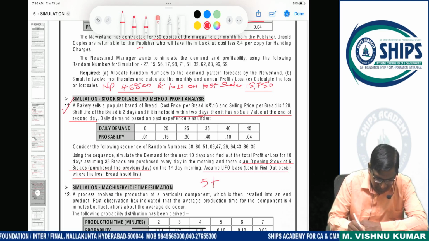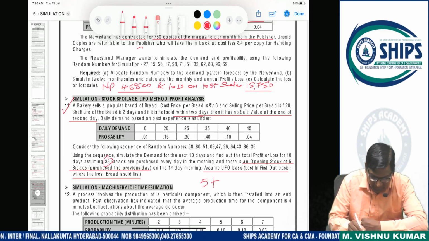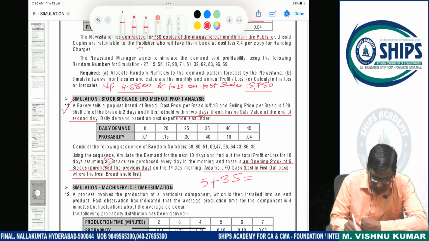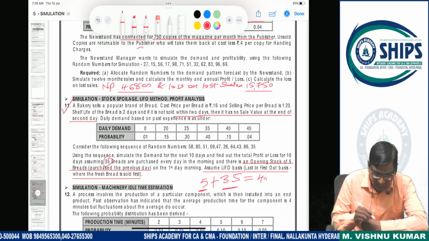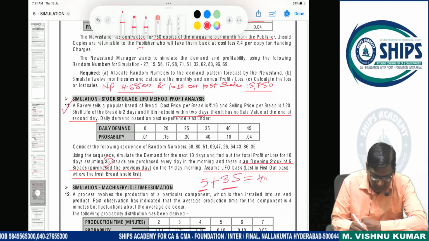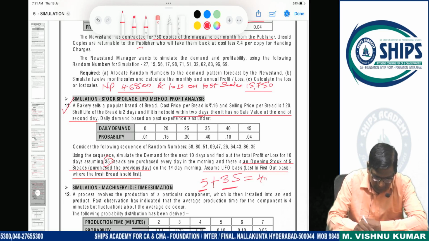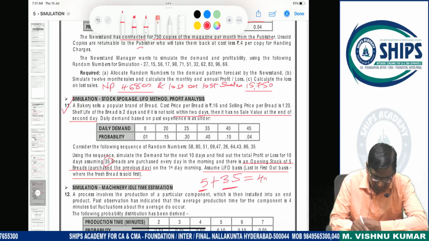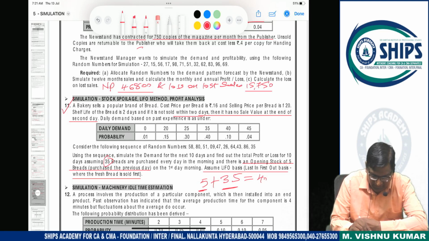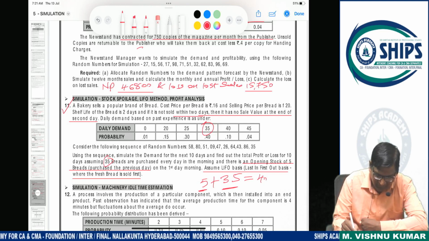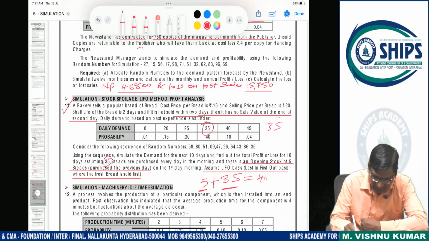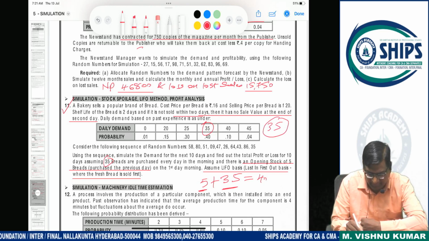And how much daily they are purchasing? 35, correct? So total on first day we have 40 breads stock. But this is old stock, this is fresh stock. Suppose according to random number, here 0, 20, 25, 35, 40, 45 given. Suppose 35 I am selecting here. Okay, suppose 35 is the demand on first day.